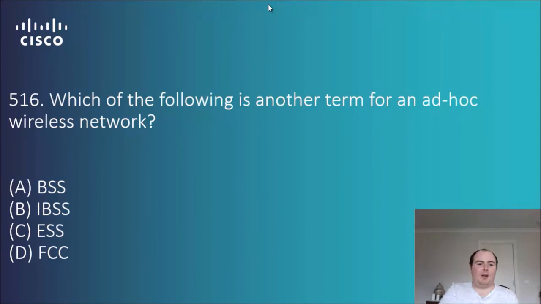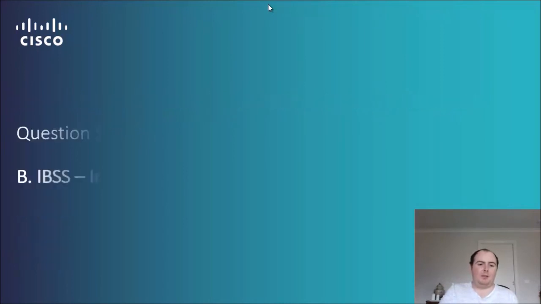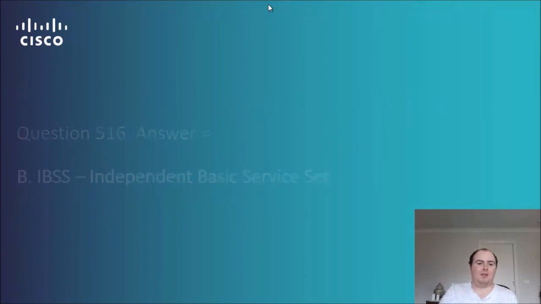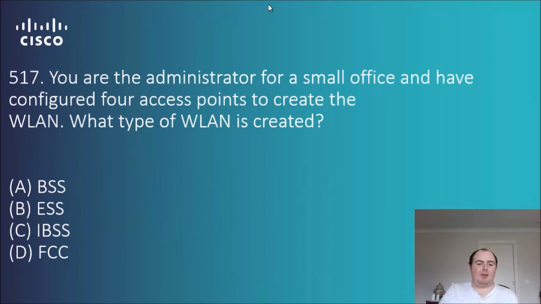Which of the following is another term for an ad hoc wireless network? So we've got BSS, IBSS, ESS, FCC. And another term is B, independent basic service set, if I can pronounce things properly. This is another way for ad hoc networks. So obviously a basic service set is where you connect into a router as normal. The independent part of it just allows the ad hoc setup. So ad hoc's normally pretty independent.